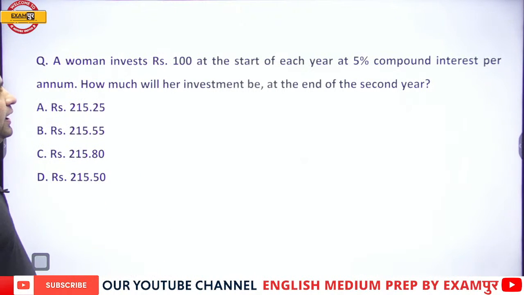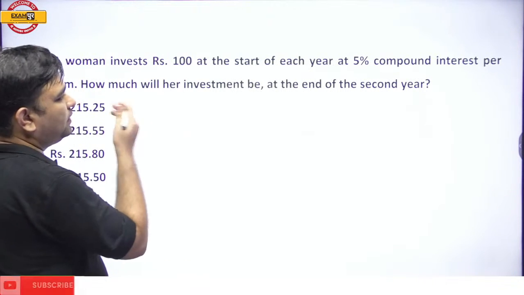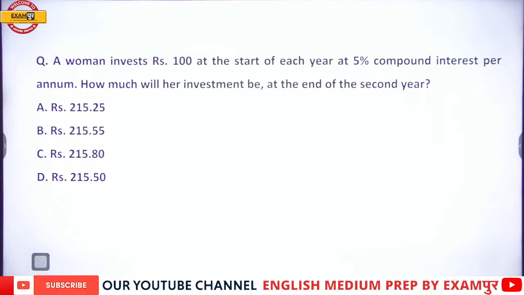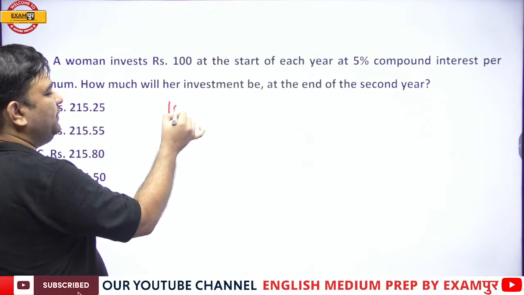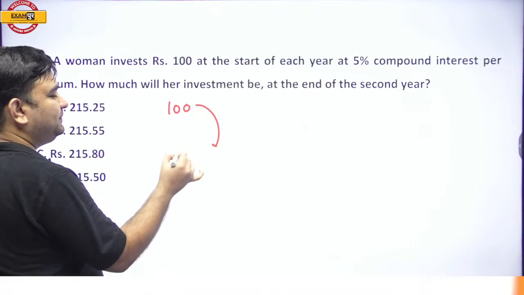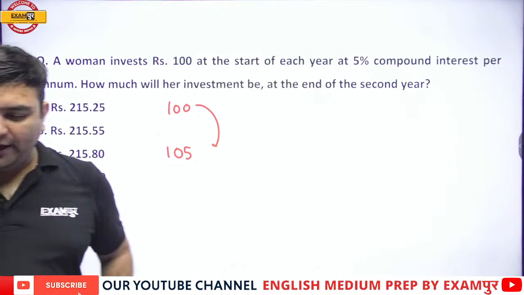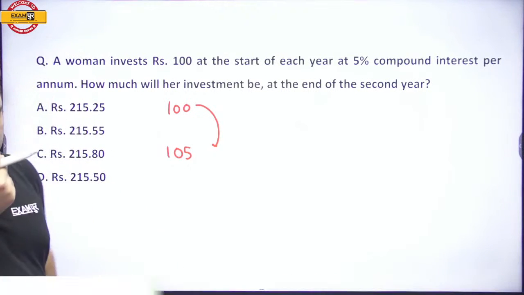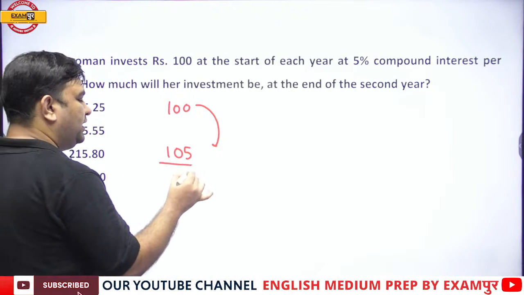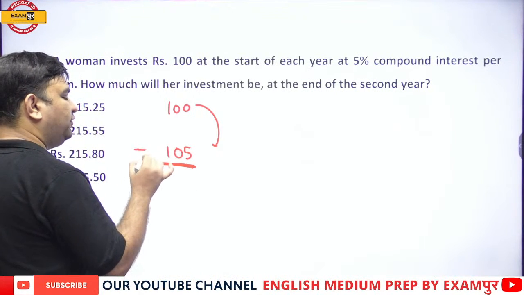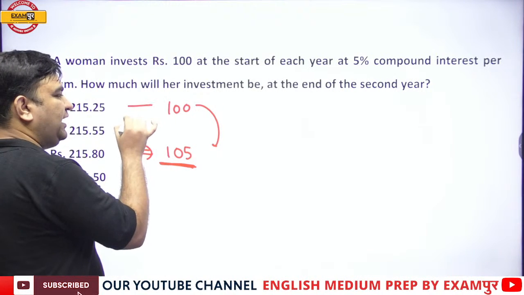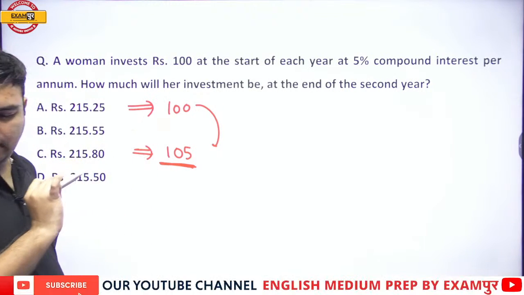Very important questions. 100 at the start of every year at the rate of 5% per annum. Look at the approach I will take. 5% per annum. So can I say 100 will become 105 at the end of 1 year? So 105 is the principal for the beginning of the second year.